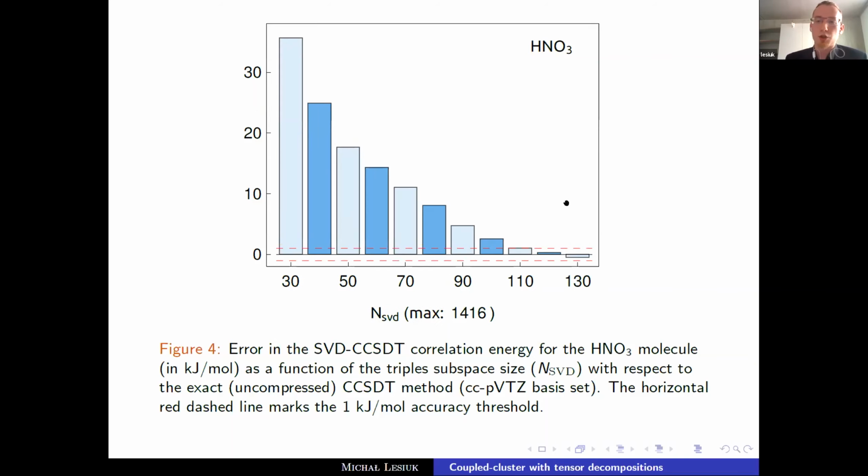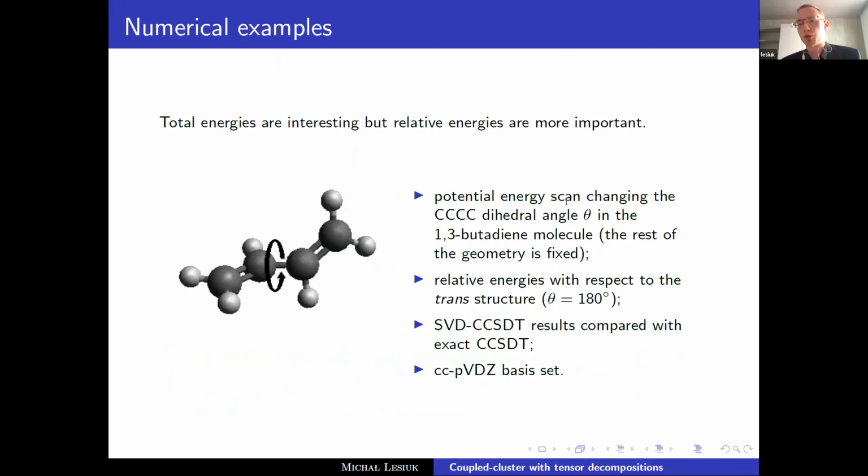I can show you the same for a slightly larger system, not very large, but slightly larger, which is HNO3. And again, the graph is the same, size of the SVD subspace versus the accuracy of the method. And again, the levels of accuracy below 1 kilojoule per mole are reached reasonably quickly. And these are results for the total energies, so to speak, so total correlation energies.